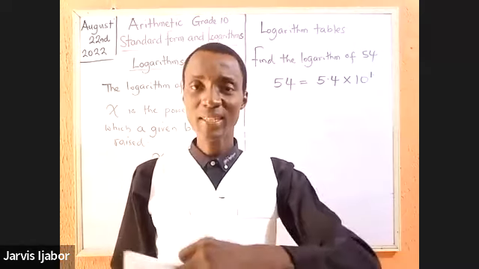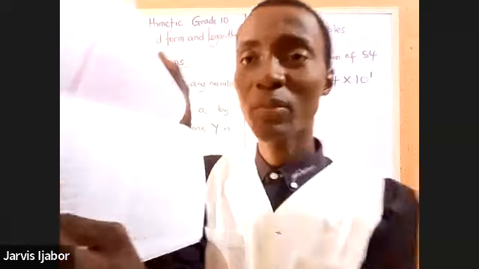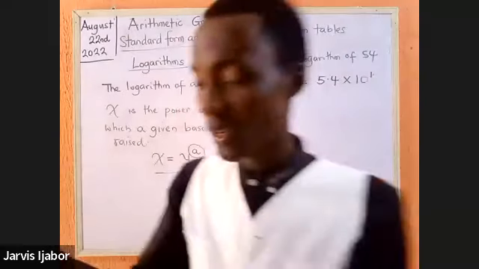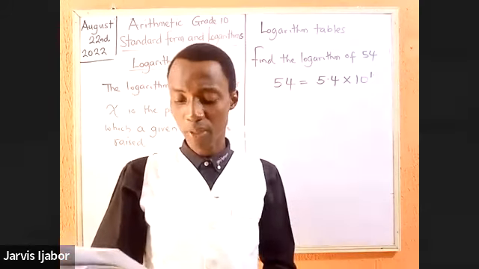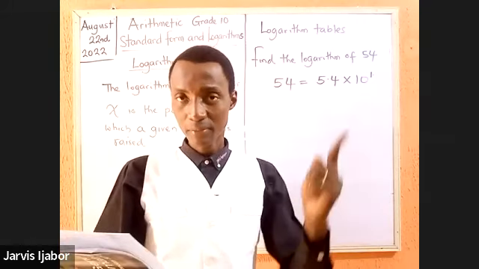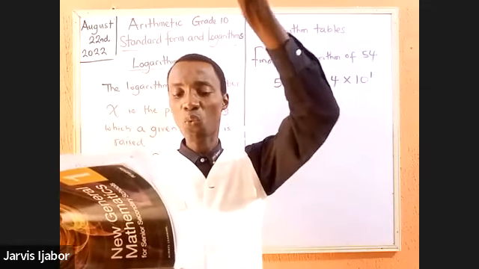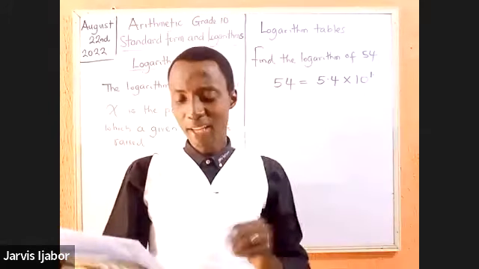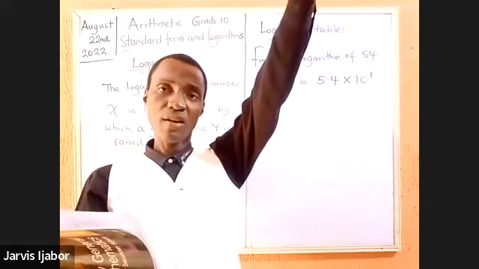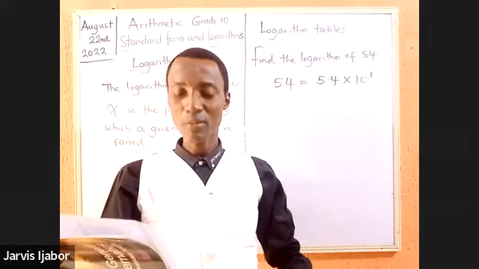You're going to see X on the top. If you look at a normal logarithm table, the logarithm of numbers, you're going to see X on the heading, then 0, 1, 2, 3, 4, 5, 6, 7, 8, 9. Then on the vertical column, you're going to see 10, 11, as the case may be.